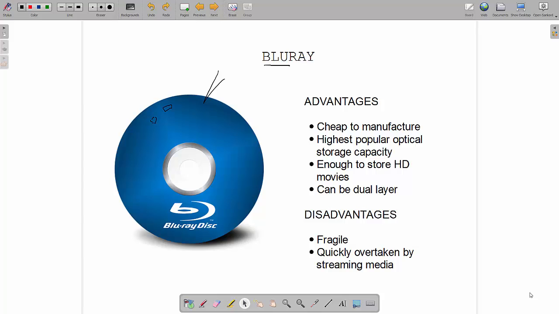As with CDs and DVDs, they are fragile. And they've also been quickly overtaken by streaming media. It doesn't seem that Blu-rays were popular for all that long, and they didn't really take off as much as expected with movies, mostly because things like Netflix came out quite quickly afterwards, which offered streaming services, and bandwidth and the amount of data that's allowed by ISPs has almost destroyed the Blu-ray disc. But it's still around at the moment.